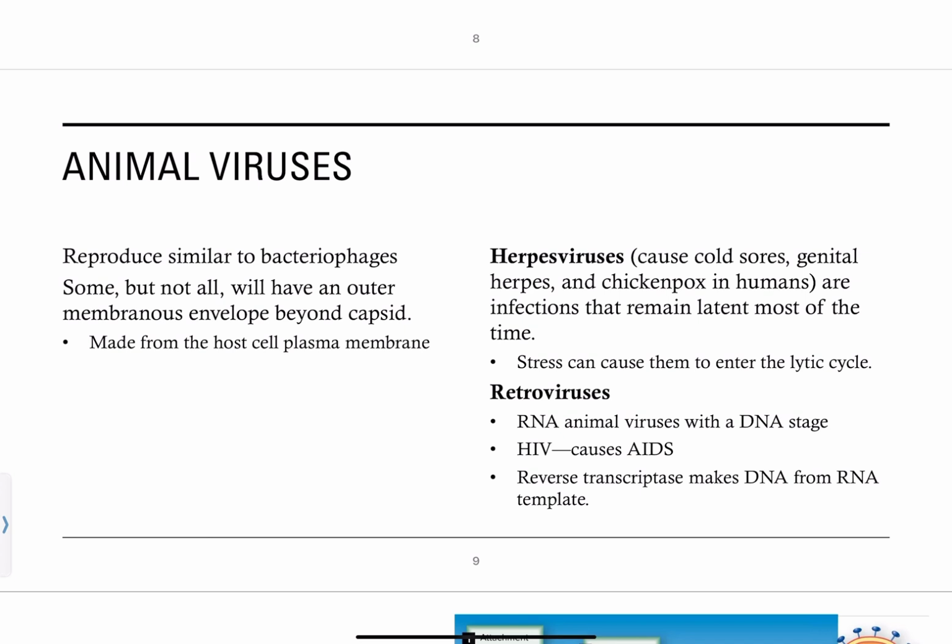Another important class of animal viruses is the retroviruses, such as human immunodeficiency virus, or HIV, which causes AIDS. In retroviruses, the nucleic acid is going to be RNA, but it's not just RNA. They use an enzyme called reverse transcriptase to make a DNA copy of their RNA genome. That DNA then gets inserted into the host genome and becomes a provirus that can remain hidden for years.